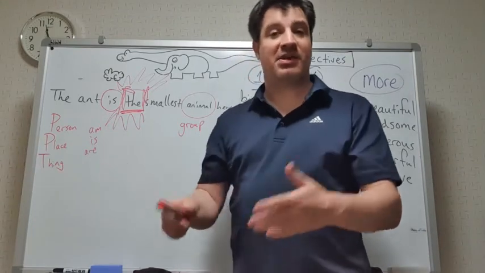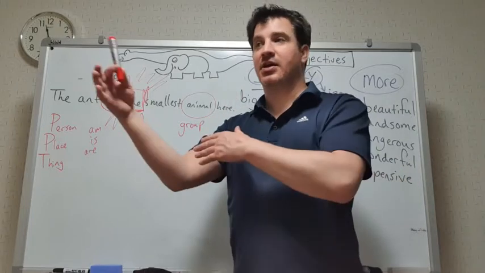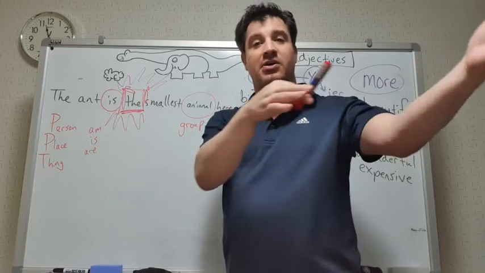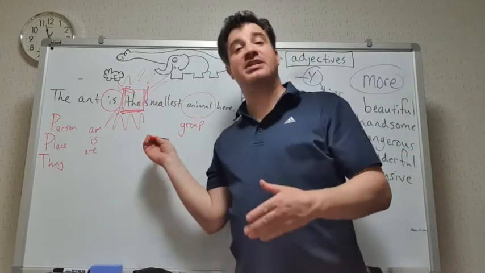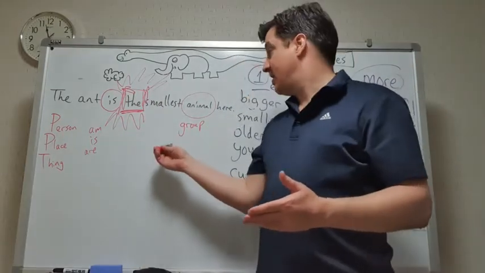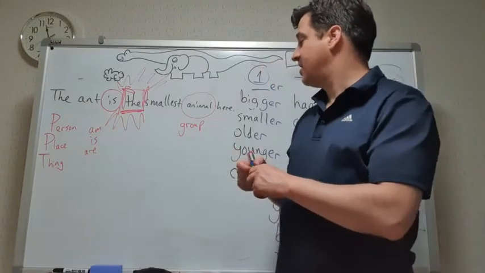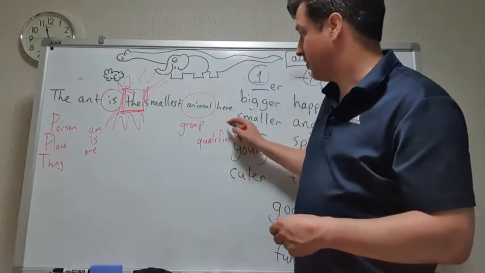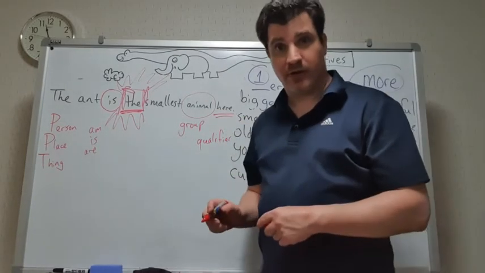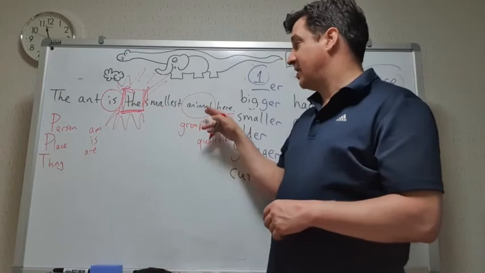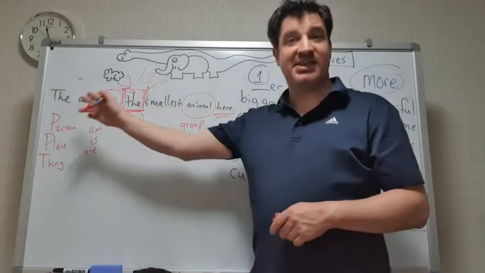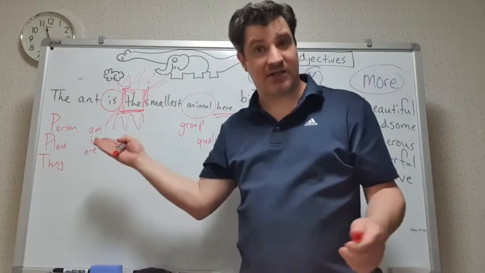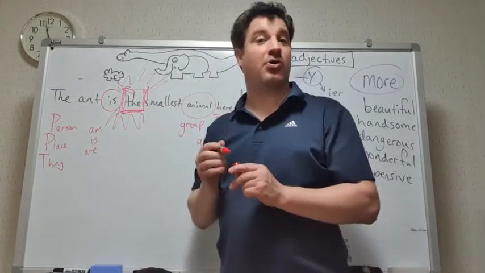I'm the happiest student. She is the smartest girl. He is the ugliest boy. We need to know what part of the group that is. And here is what we call a qualifier. The ant is the smallest animal here. Of these four animals, the ant is the smallest. You probably can't even see it because my drawing is not very good.